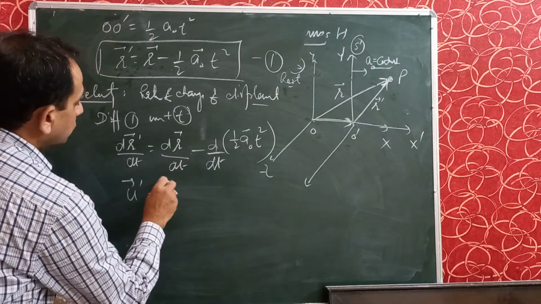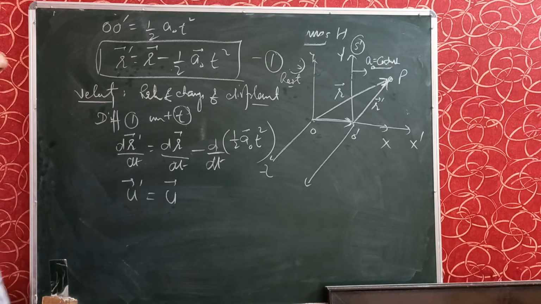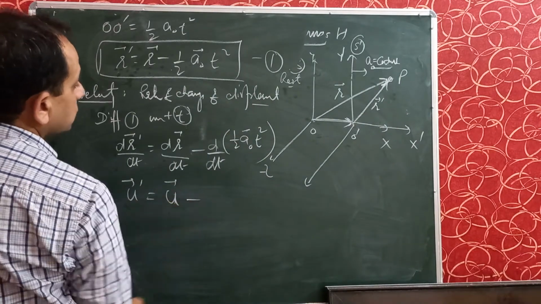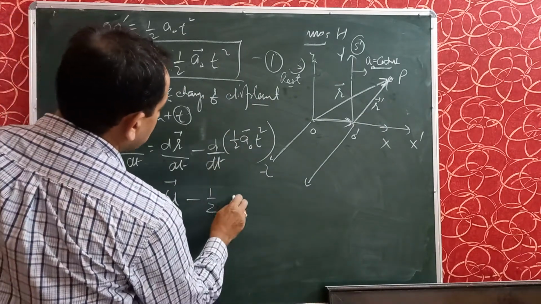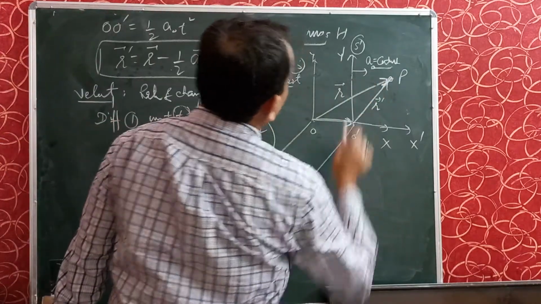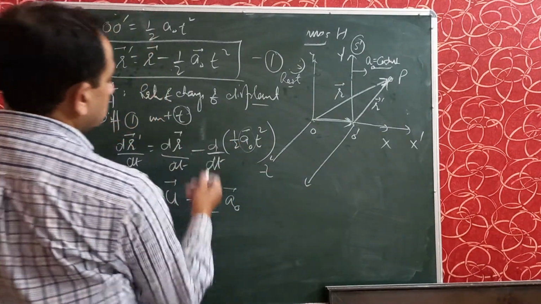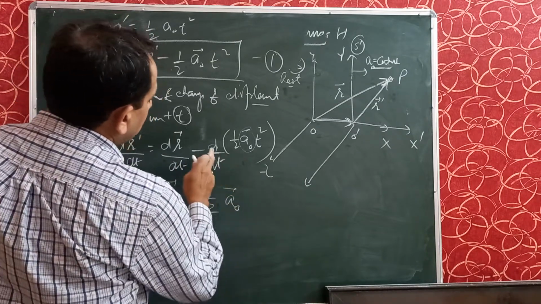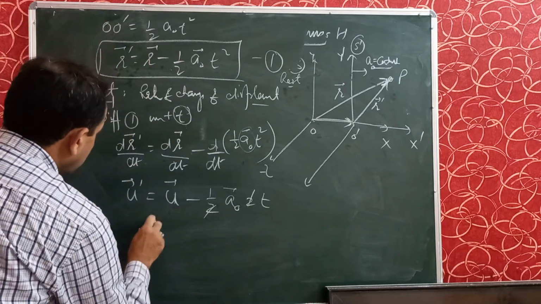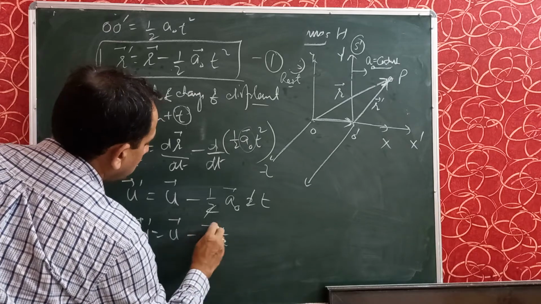So dr dash upon dt is u dash, the velocity of the particle in S dash frame, and dr upon dt is u, the velocity of the particle in S frame. This particle is moving and the velocities are u and u dash. And minus the derivative of half a naught, where a naught is constant because this frame has constant acceleration. The constant term comes out of the bracket, independent of time. Therefore the derivative of t square is 2t, so 2 is cancelled. So u dash is equal to u minus a naught t.